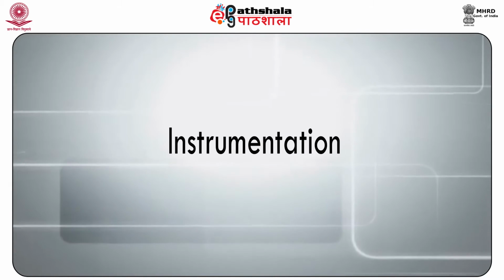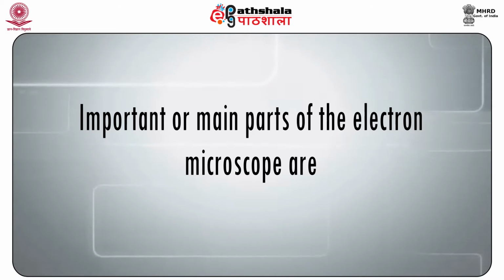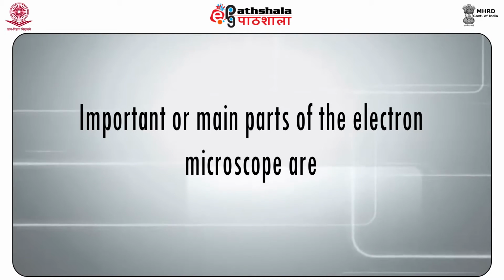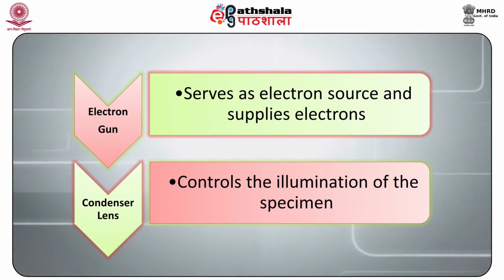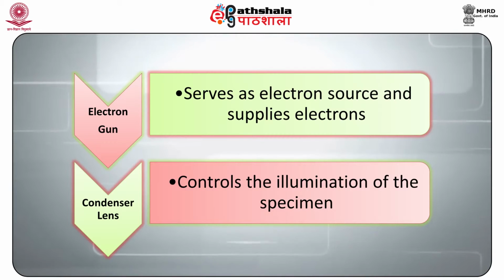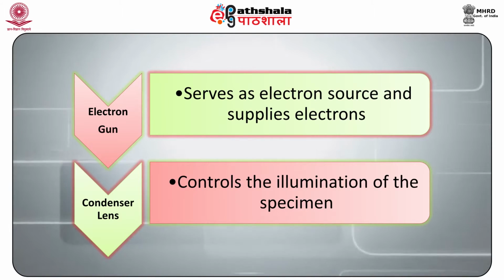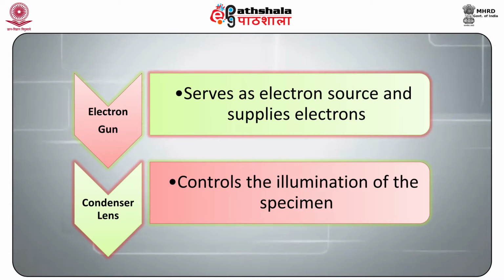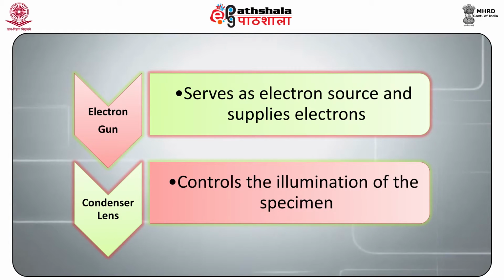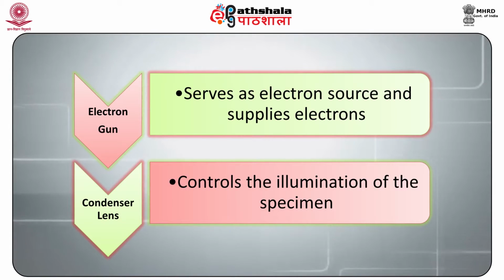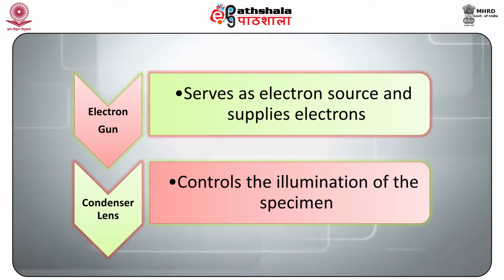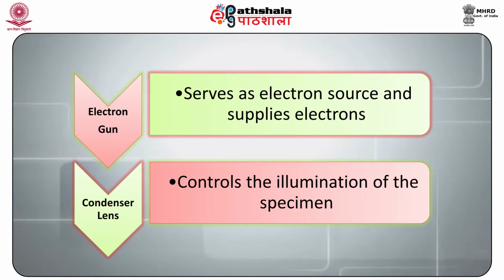Now, let us talk about instrumentation. The important or main parts of the electron microscope. Number 1, electron gun. The electron gun serves as the electron source and supplies electrons. Number 2 is the condenser lens. It controls the illumination of the specimen by the beam of electrons and may be a magnetic field. To provide intense illumination, a double condenser or two lenses may be used.